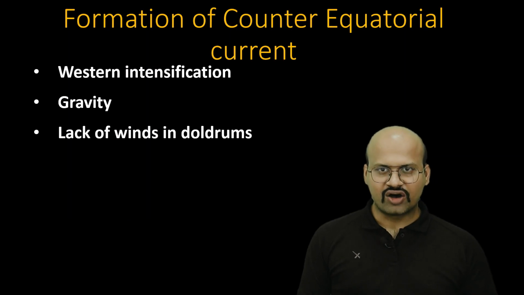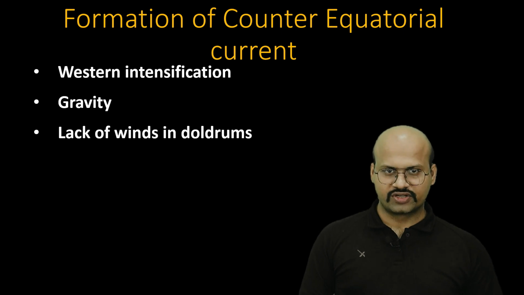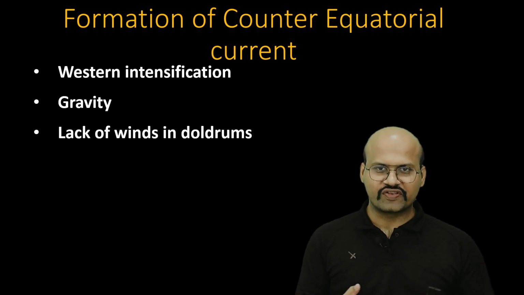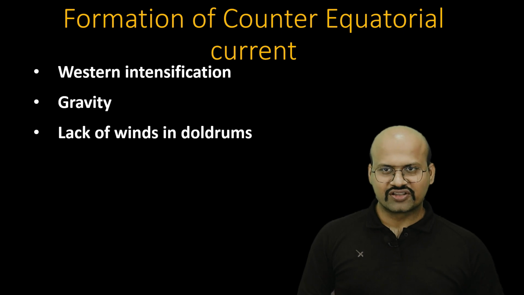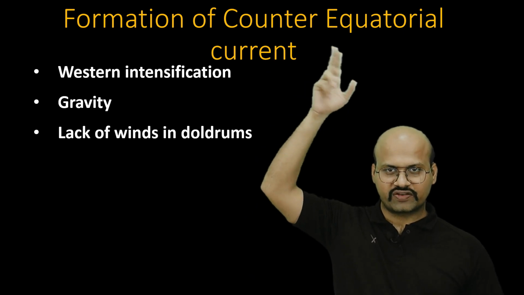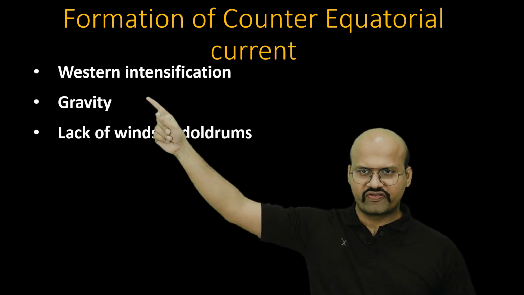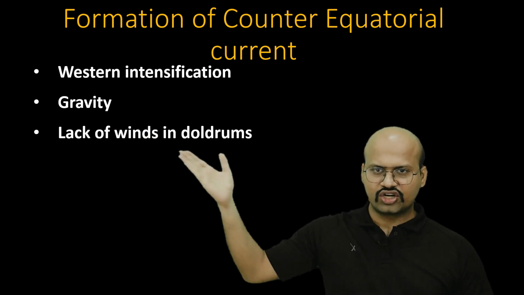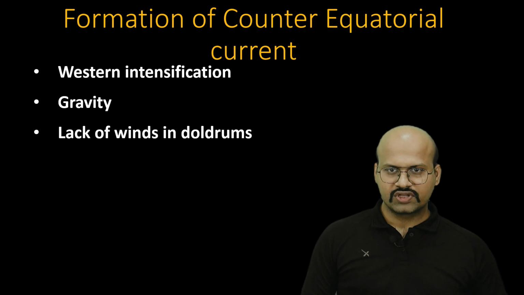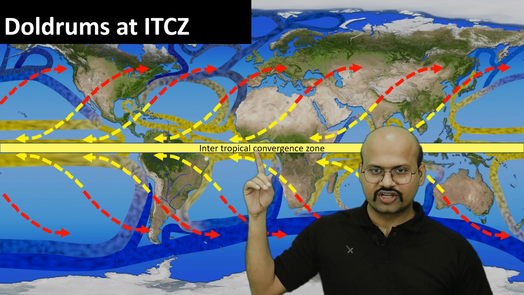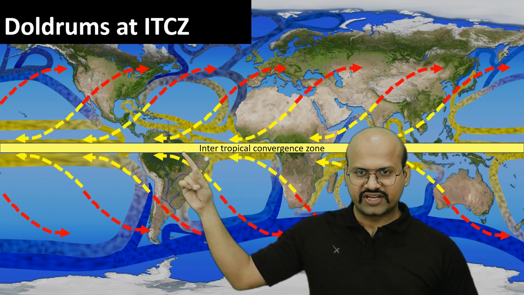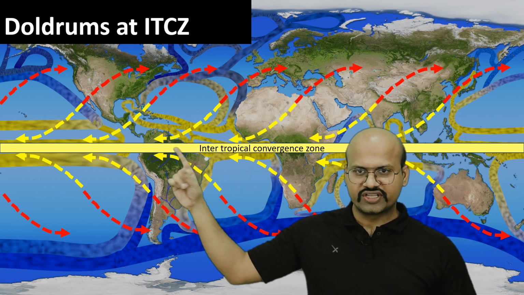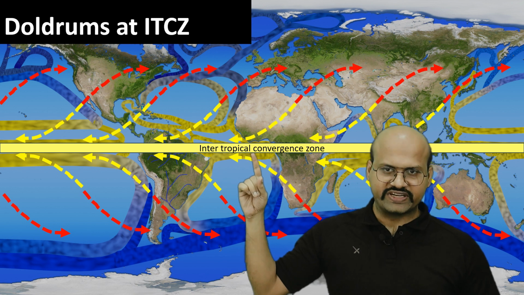Now let's see how the counter-equatorial currents are formed. Earlier we had seen the formation of the equatorial current, and now we will see the forces which cause this counter-equatorial current. It is because of western intensification, gravity and lack of winds in the doldrums. We have seen that the winds flow parallel to the intertropical zone, but they do not flow in the intertropical zone. In this yellow region, there are very few winds.